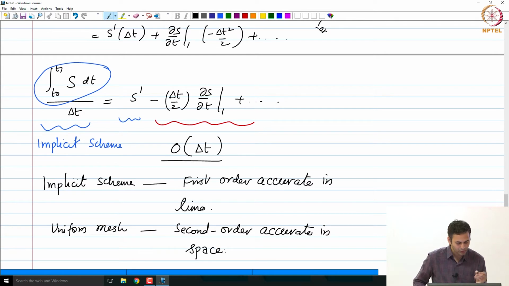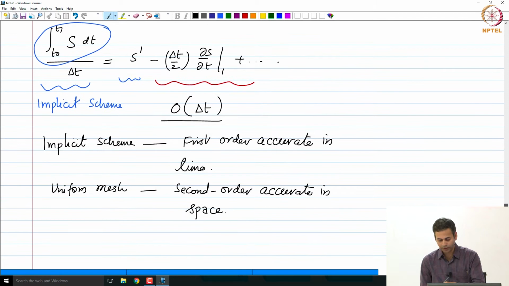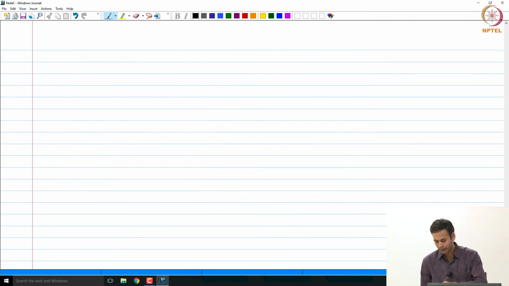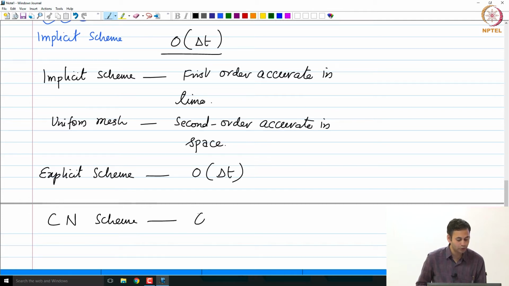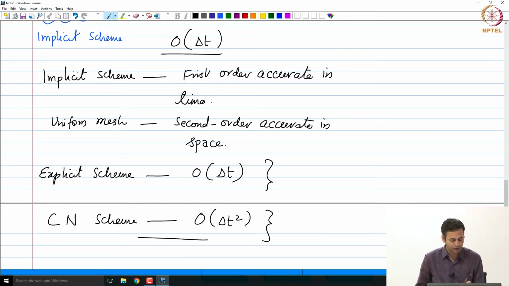Okay. Fine. Now, of course, we are not going to derive the order of accuracy for the other two schemes, which are basically the explicit scheme and the Crank-Nicolson scheme, which is what you will do and verify later. So, without proof, we are stating here that the explicit scheme would turn out to be also order delta t, and the Crank-Nicolson scheme would turn out to be what? Order delta t square. So, this is what I am not proving, but you have to verify these.